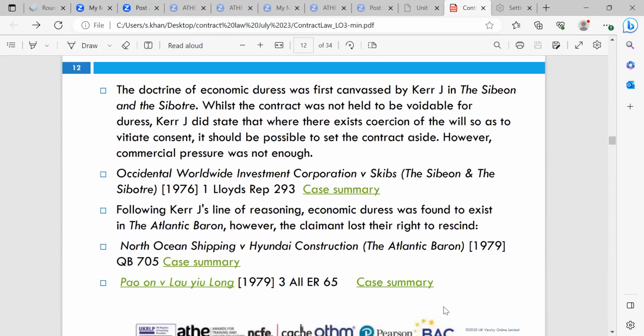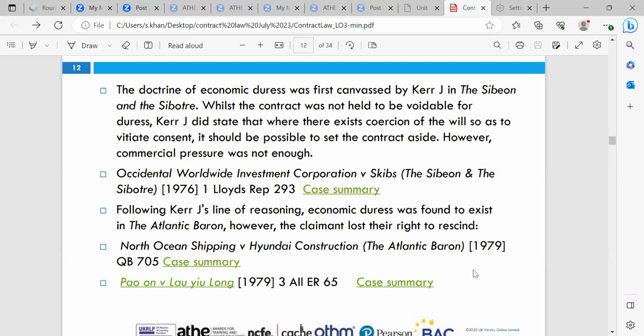Economic duress. The doctrine of economic duress was first classified by Justice Kerr in the Siboen and Sibotre case. Whilst the contract was not held to be voidable for duress, Justice Kerr did state that where there exists coercion of the will so as to vitiate the consent, it should be possible to set the contract aside. However, commercial pressure was not enough.